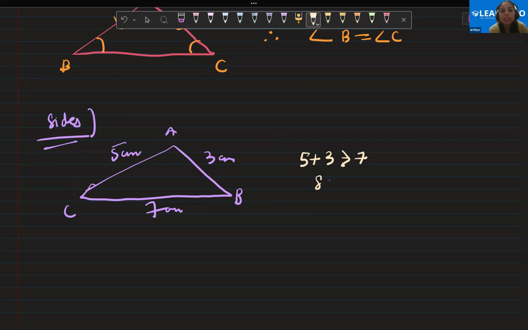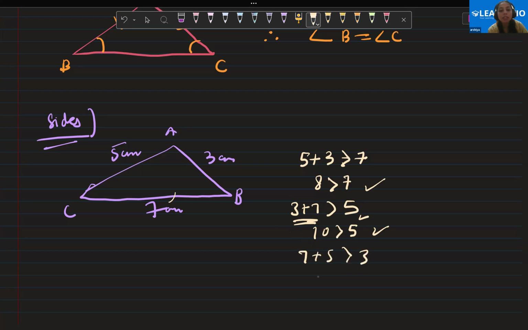5 plus 3 is 8, which is greater than 7. So the first is correct. Now 3 plus 7 should be greater than the last side, which is 5. 3 plus 7 is 10, and 10 is greater than 5. So this is also correct. The last one is 7 plus 5 should be greater than 3. 7 plus 5 is 12, and 12 is greater than 3.